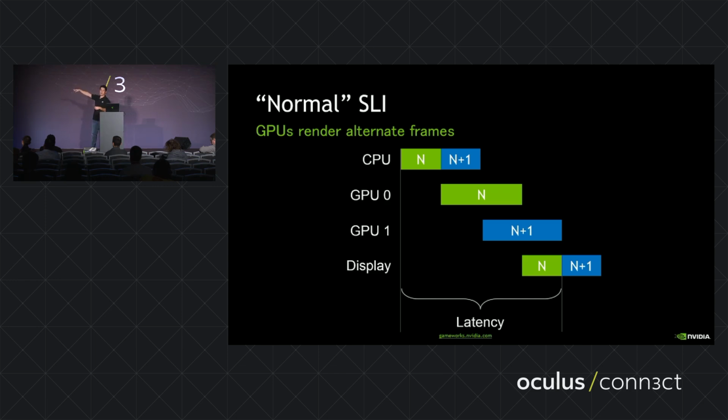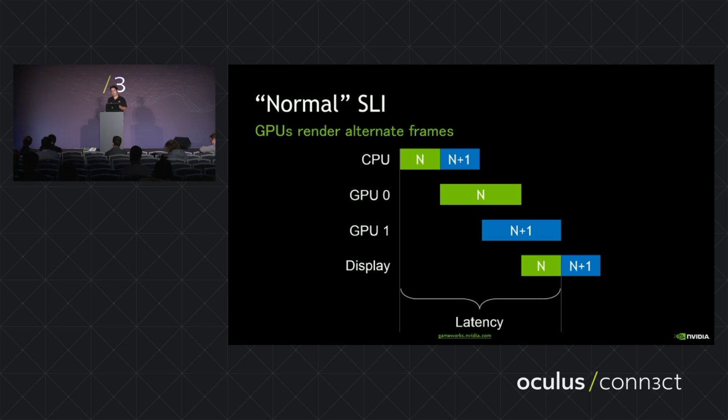And then when those frames are done, the display takes over and displays it to the user. Right? So this is what we typically call alternate frame rendering. And this is the main way that SLI works in the normal desktop or TV or any sort of 2D display case. So this works great, and it improves frame rate, and it can typically double frame rate for two GPUs depending on the situation.